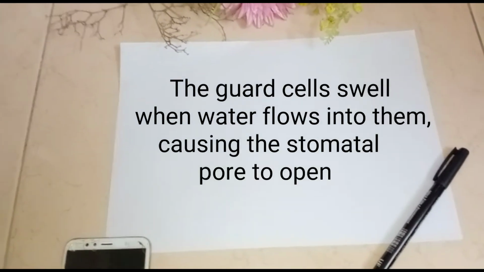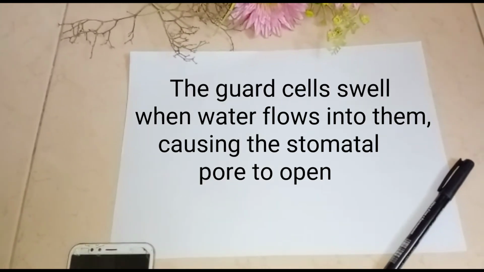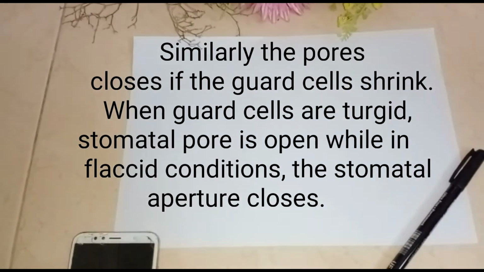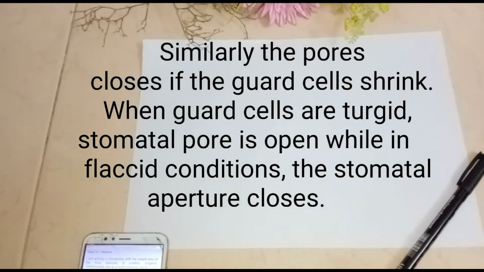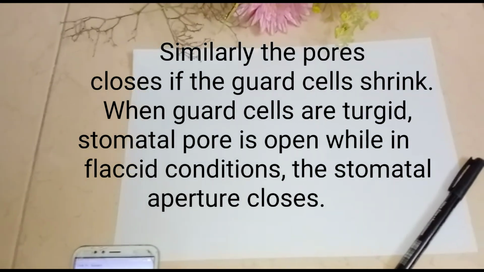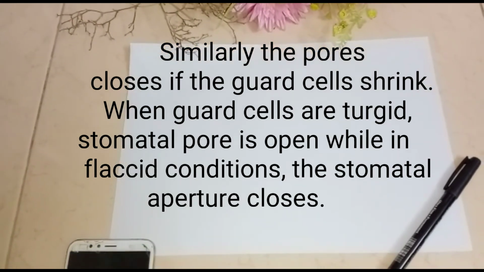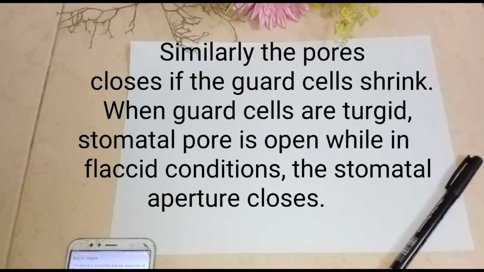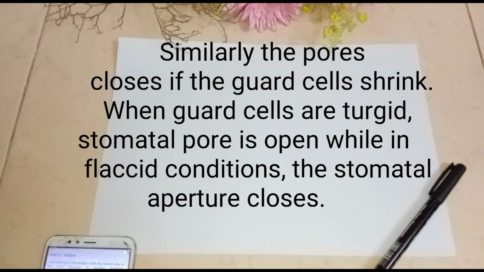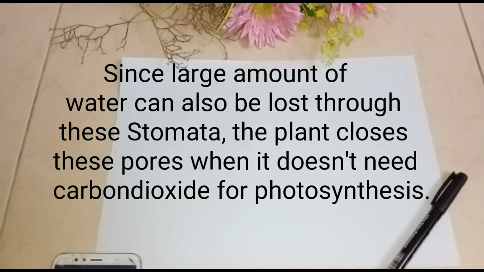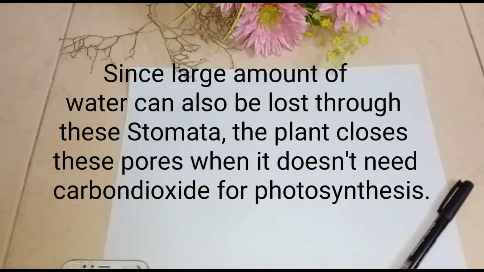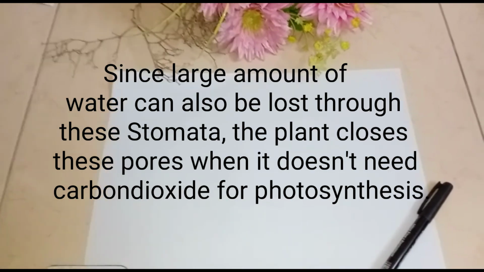The guard cells swell when water flows into them, causing the stomatal pore to open. Similarly, the pores close if the guard cells shrink. The opening and closing depends upon the turgor changes in guard cells. When the guard cells are turgid, the stomatal pore is open, while in flaccid condition, the stomatal aperture closes. Since a large amount of water can also be lost through these stomata, the plant closes these pores when it does not need carbon dioxide for photosynthesis.